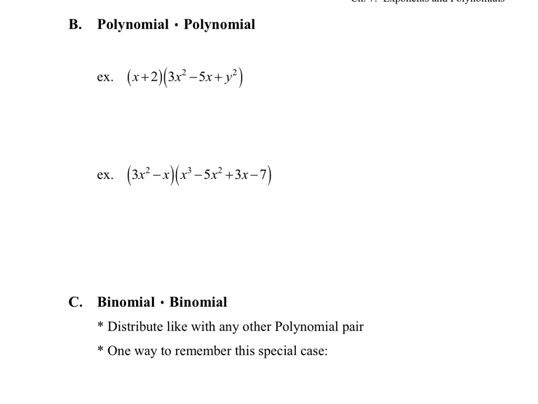But okay, so I have my x times my 3x squared. That gives me a 3, because it's kind of like a 1x, so 1 times 3 is 3. And then x times x squared is x to the third. And then I do my x times my negative 5x. So 1 times negative 5 is negative 5. X times x is x squared.